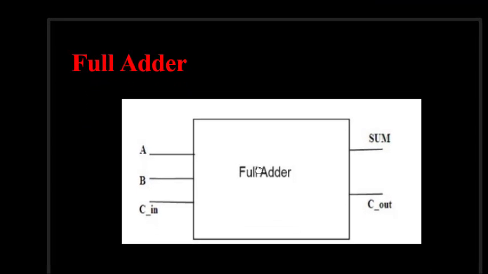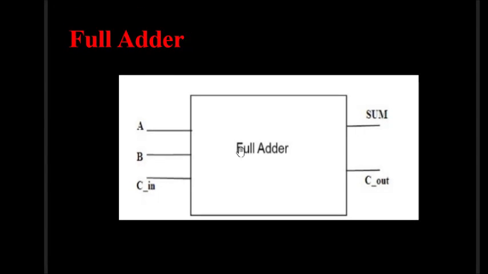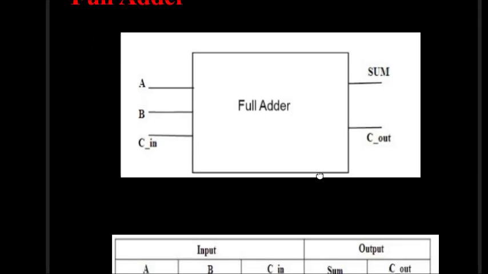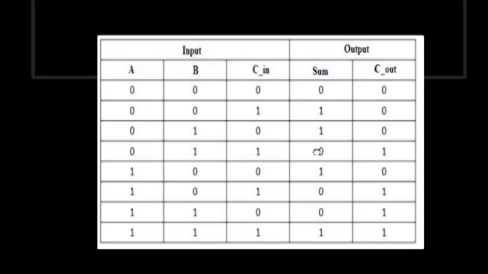So here we have the full adder circuit. Full adder is a combination logic circuit which has 3 inputs and 2 outputs. A, B are inputs, and Cin is the carry generated by the previous addition. So we have 3 inputs and 2 outputs, sum and carry. Now let us see the truth table of a full adder.